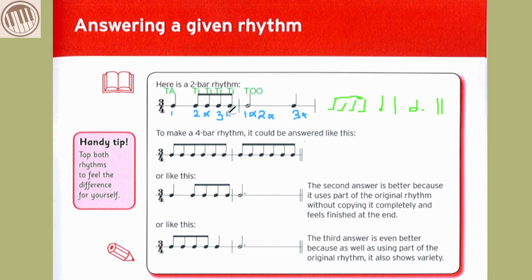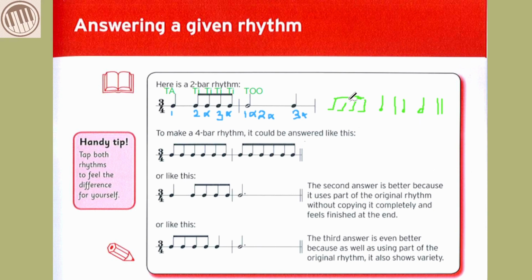Ta, ti, ti, ti, ti, 2, ta. That's my question, and my answer is ti, ti, ti, ti, ta, ta-ai. You can count ta-ai for a dotted minim, a little longer than the 2, or else even if you added a crotchet and a minim, I think it would sound nicer. So let's see how that sounds. So my answer would be ti, ti, ti, ti, ta, ta, 2. So I think I like this one better.